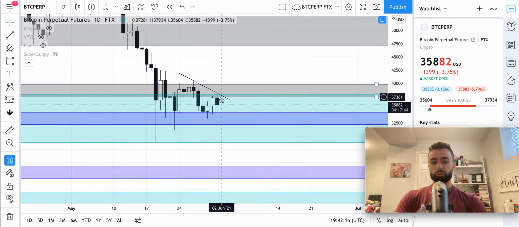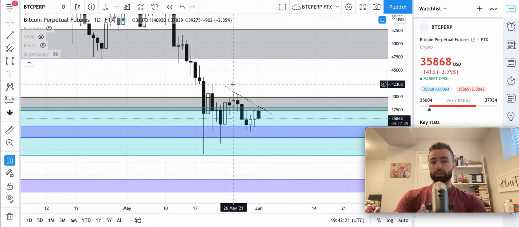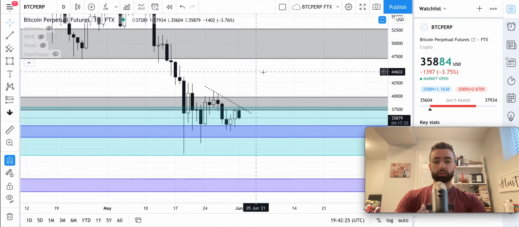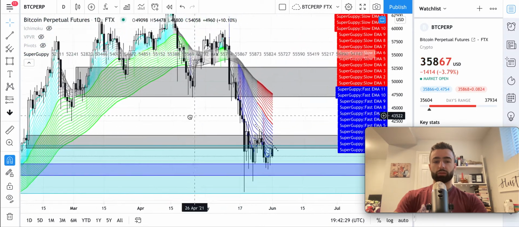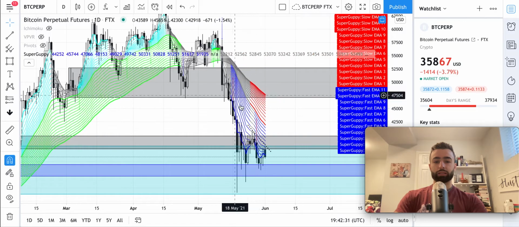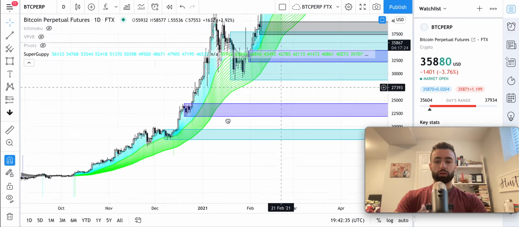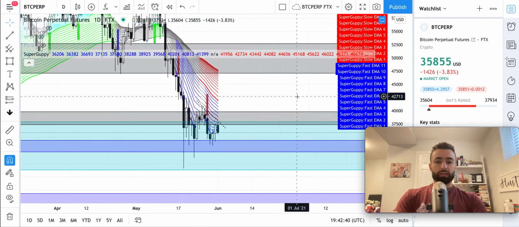And so if this equilibrium breaks down, like pretty much everything at this point technically is pushing this price down. If we look at something like the super guppy indicator, you can see that this is clearly flipped bearish with the red EMAs and the dark blue after a very significant period of time being bullish. So that's that.